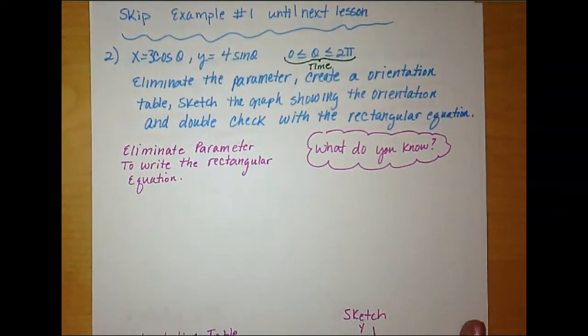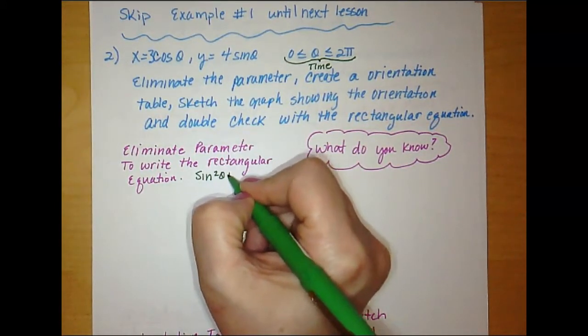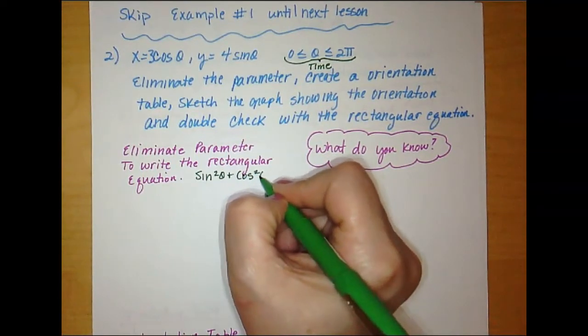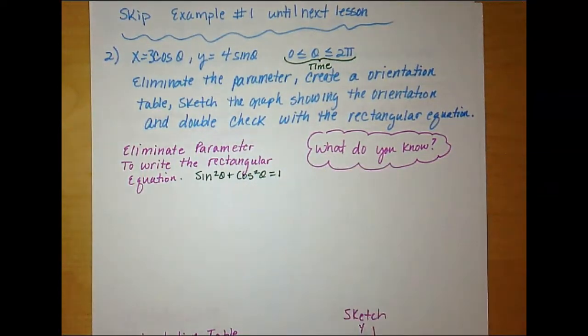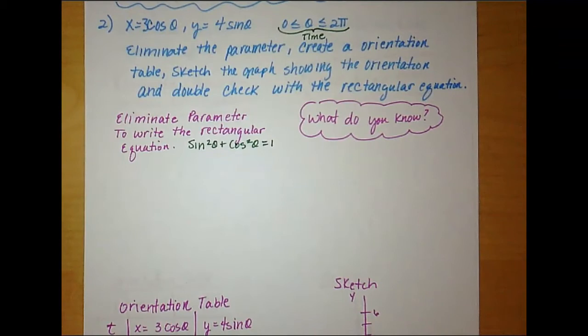Okay, so to eliminate the parameter in this case, because there's not a t there, we're going to use an identity to do that. So we're going to use sine squared theta plus cosine squared theta equals 1. So that's the identity that we are using. Okay, so what we're going to do then is use our x equation and our y equation, and manipulate them to fit in this identity.